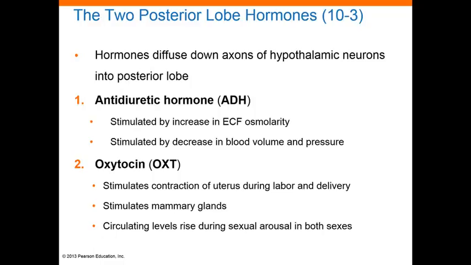Oxytocin in women stimulates contraction of uterine muscles during labor and delivery. It also stimulates contraction of cells surrounding milk secretory cells in the mammary glands. Circulating levels of oxytocin rise during sexual arousal and peak at orgasm in both sexes. In males, oxytocin plays a role in emission of prostatic secretions, sperm, and secretion of other glands in the male reproductive tract. In females, it may stimulate contractions of the vagina and uterus, which is suspected to promote the transport of sperm towards the uterine tubes.